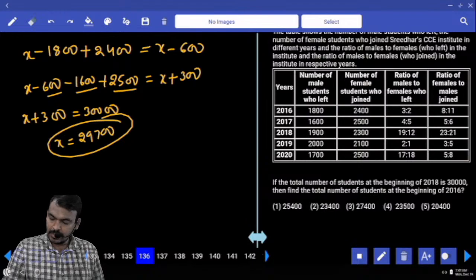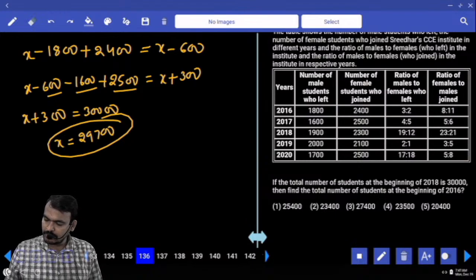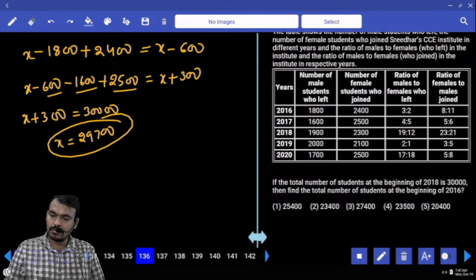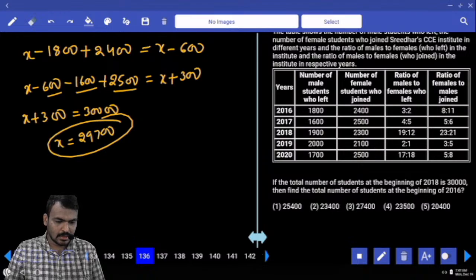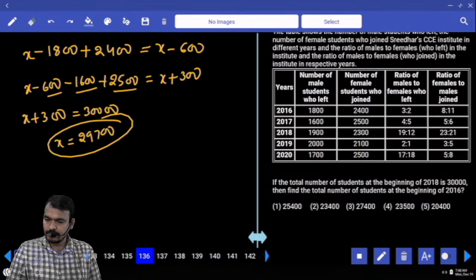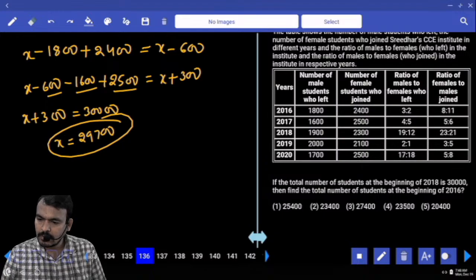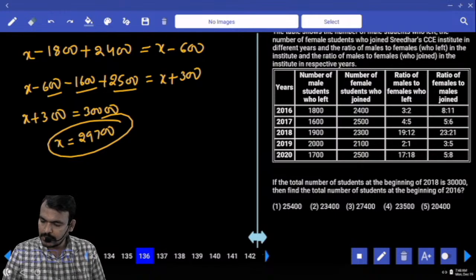16 beginning value. What is the question here? Find the total number of students at the beginning of 2016. $30,000 minus 300, 29,700, 22, 23. $600, X minus 600.